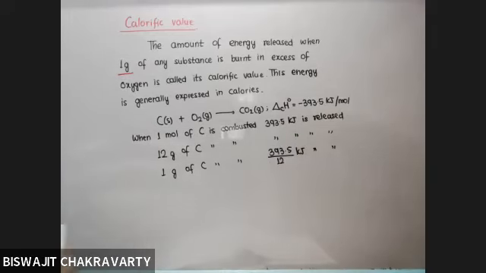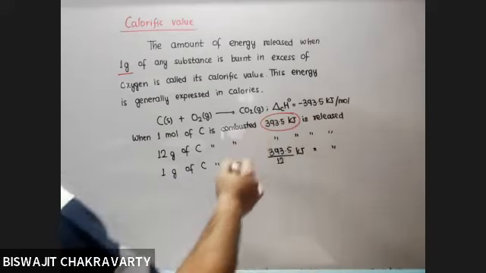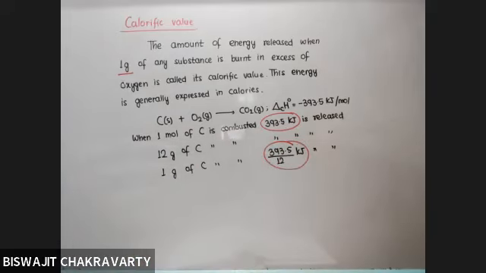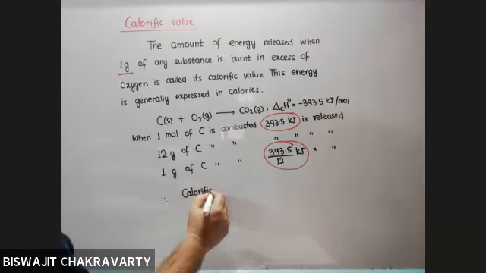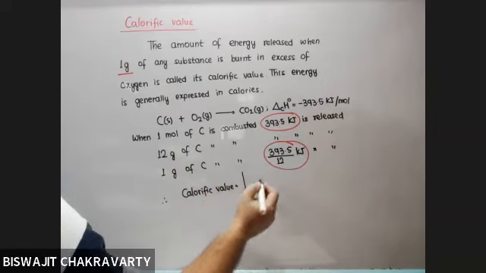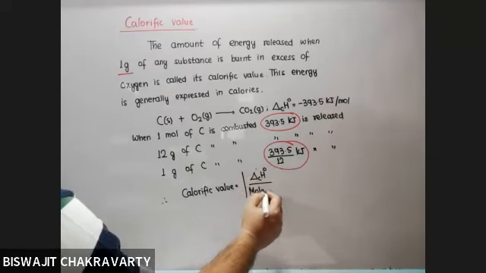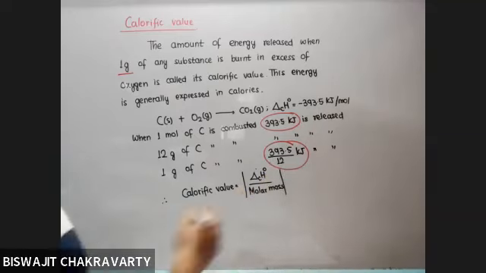So this value was enthalpy of combustion, which is negative. But this value is calorific value because it is calculated for 1 gram. So hence we can say that calorific value is actually the modulus of enthalpy of combustion by its molar mass. For carbon it is 12, every time it may not be 12, but whatever be the molar mass of that particular substance. So if enthalpy of combustion is divided by the molar mass of that respective substance which is combusted, then it will be called calorific value. Is it clear or not?